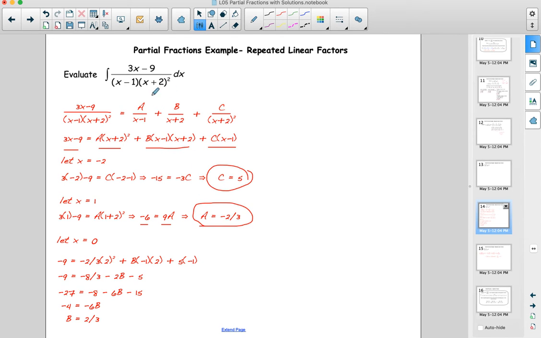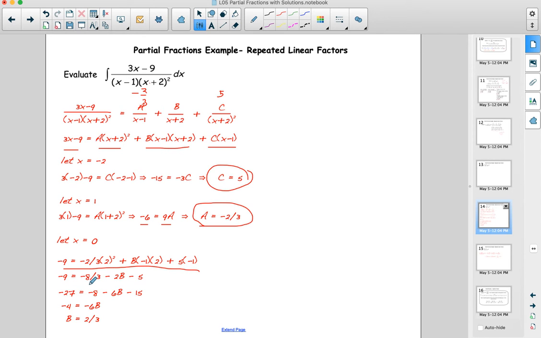And now to find the B, what we're going to end up doing is plugging in the 5 for C and the -2/3 for A. And then we pick whatever x value we wanted. Generally, I usually pick 0, and in this case, I am picking 0. So plugging back into here, if I choose 0, because usually it makes life simpler, we're just going to have a -9. Here we're going to have 2 squared, so -2/3 times 2 squared. You're going to get B times -1 times 2. You're going to get 5, because that's what C is, times -1. So that's where all of that came from.